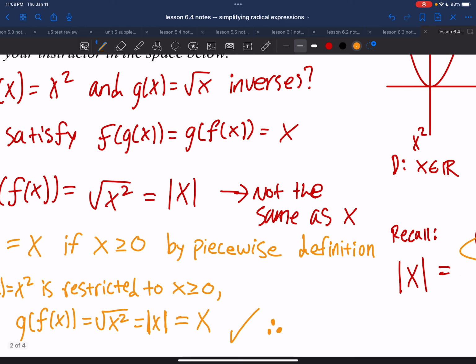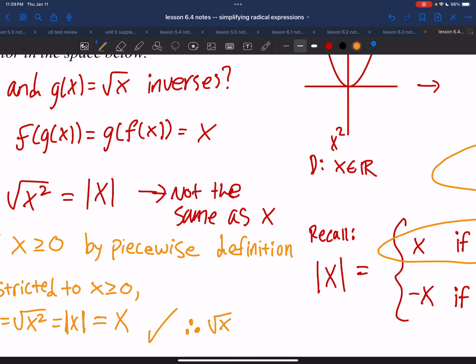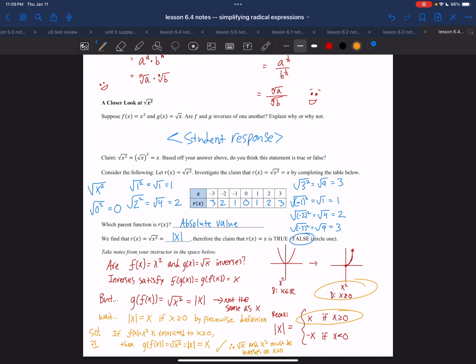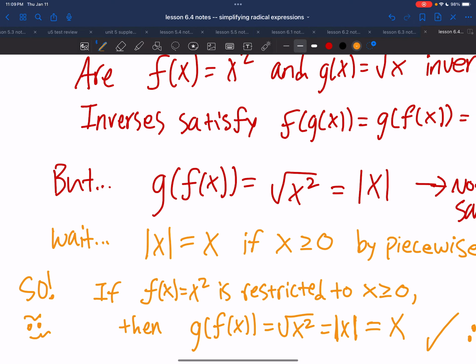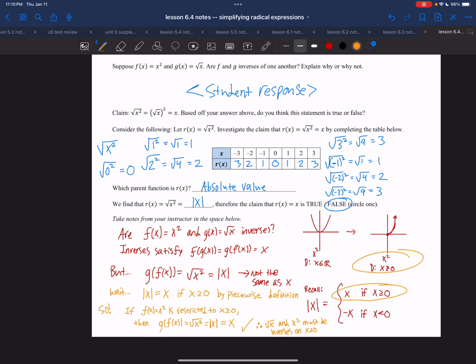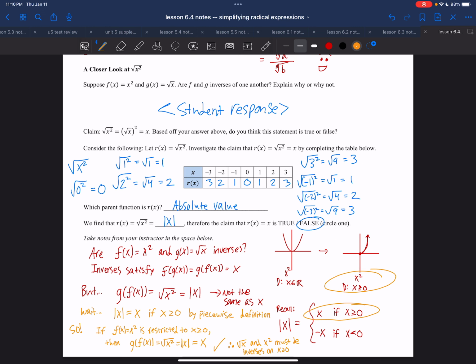Therefore, square root x and x squared must be inverses on x greater than or equal to 0. Ha! And there it is. So this is fascinating, right? I love this. Do you not? Do you not just fall in love with this elegance?